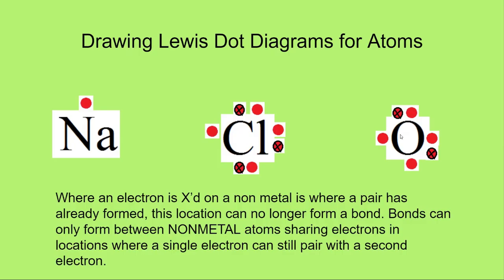Right? So when you're drawing water, your hydrogens are actually going to go in this spot. You can see from each one of these atoms how many bonds they can make. Chlorine can make 1. Oxygen can make 2.